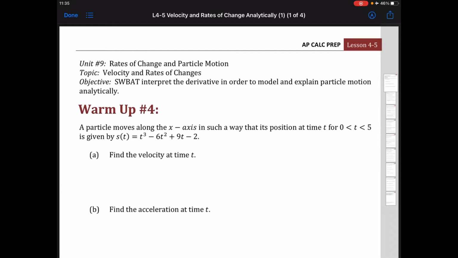So the warm-up says a particle moves along the x-axis in such a way that its position at time t for 0 to 5 seconds is given by s of t equals t cubed minus 6t squared plus 9t minus 2. So we are given a position equation and we want to find out its relationship with velocity and acceleration depending on what the question is asking.